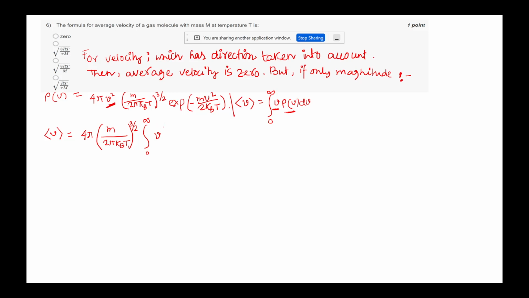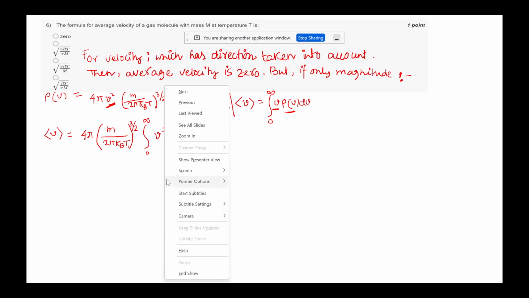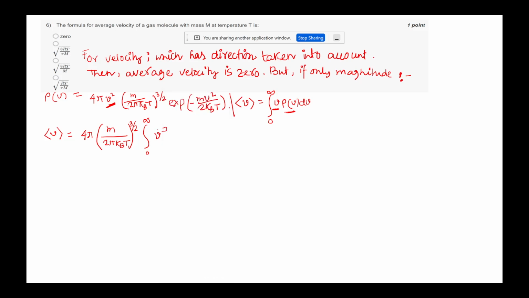So this will be v cube, and it will be exponential of minus m v square by 2 kbT dv. This is a standard integral, which is actually a gamma integral.